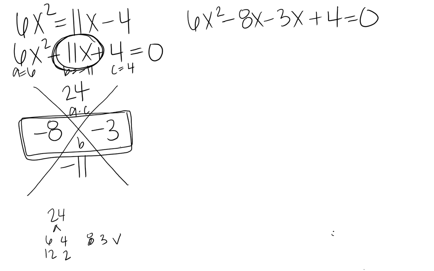Now you might be wondering whether or not it has to go in this order. Could I put the negative 3x first and the negative 8x second? Sure. You're going to end up with work that looks a little bit different from mine, but your end result and your factored form and your solutions will all be correct. Okay, so now I want to look for a GCF between my first two terms and my second two terms.